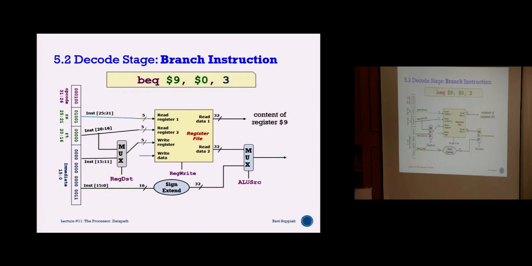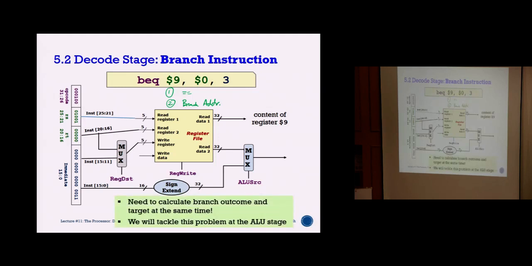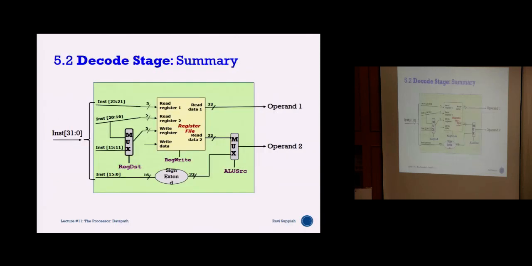Okay, for branch equal instruction, what must I do? For branch equal, I need to do two things, correct? I need to first check whether it is equal. And second, I need to calculate the branch address. So there are two things that I need to do for a branch equal instruction. So how do I do this? This will be tackled, as you saw yesterday, in the ALU stage.